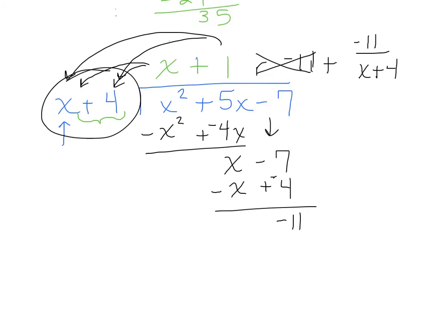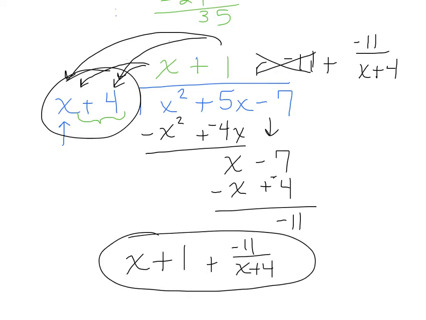So the answer is this. x plus 1 plus negative 11 over x plus 4. That's your answer. You could write it like this: x plus 1 minus 11 over x plus 4, because it's negative. That would be fine. Okay, so any remainder that you have gets added. The remainder goes on top, and what you divided by goes on bottom because you have that many left out of what you divided by. x plus 1.